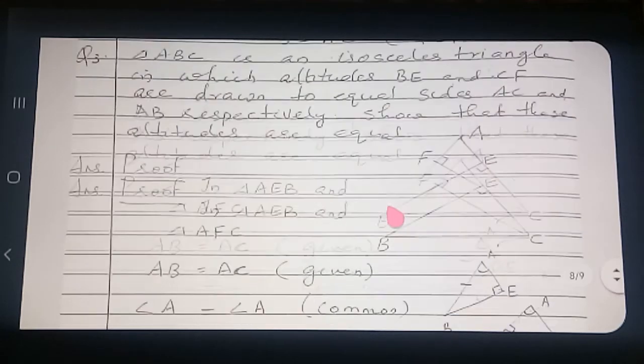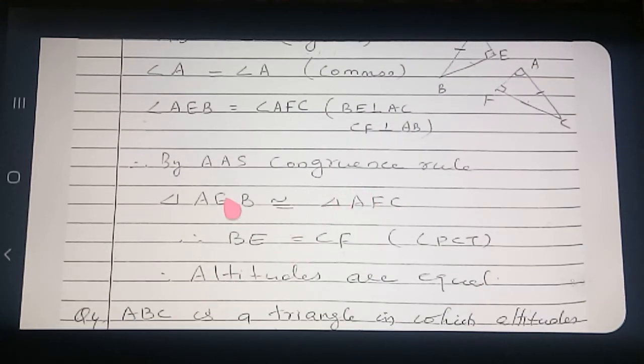We can see here BE and CF, corresponding positions now. So BE is equal to CF. What have you written in the bracket? CPCT. BE is equal to CF by CPCT, corresponding parts of congruent triangles. So what is the conclusion I have written here? Therefore the altitudes are equal. So, is it clear now? Very simple riders. One time go through it and copy it.